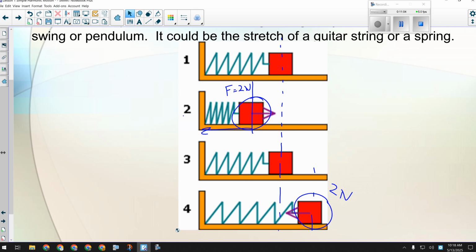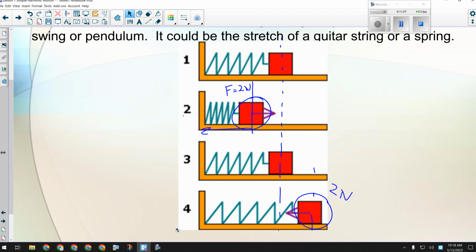It's going to run out of energy. Well, it's going to run out of kinetic energy, but it's going to have a lot of potential. So at these two positions, the velocity would be 0. But the force and the acceleration would be at their maximum because that's where the spring is compressed or stretched the most and where it's going to push the hardest.